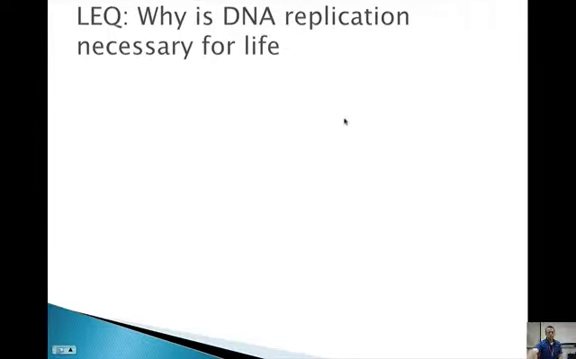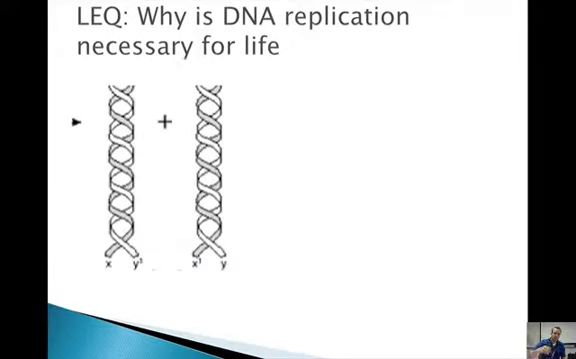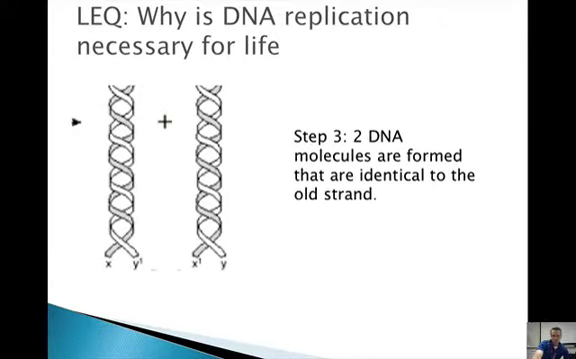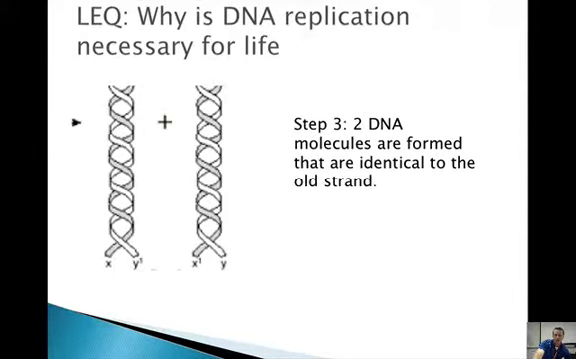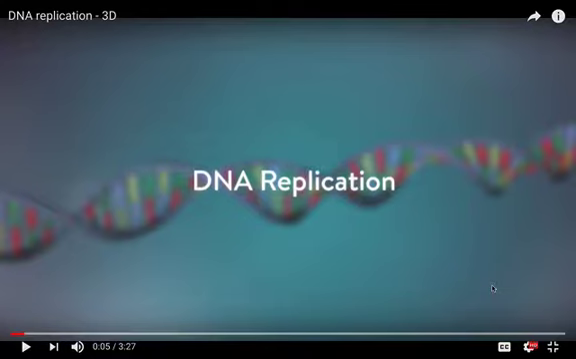Now, the third step we're talking about here is kind of like the end result. So 2 DNA molecules are formed that are identical to the old strand. Because remember, they're identical because of those base pairings. So those base pairings stay the same, whether it's A to T, T to A, or C to G, or G to C. Now I have a video here to show you, a 3D animation of DNA replication, and we'll watch that to help sum up this video here.